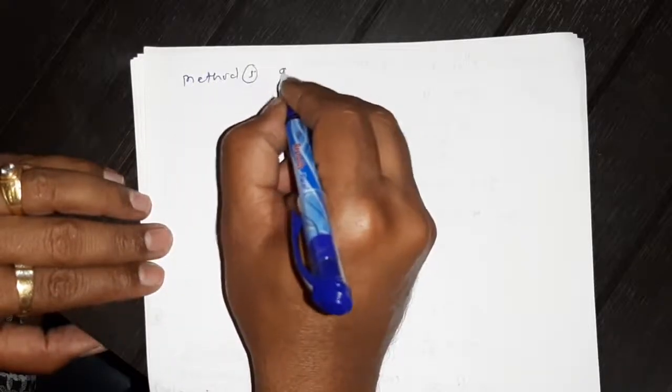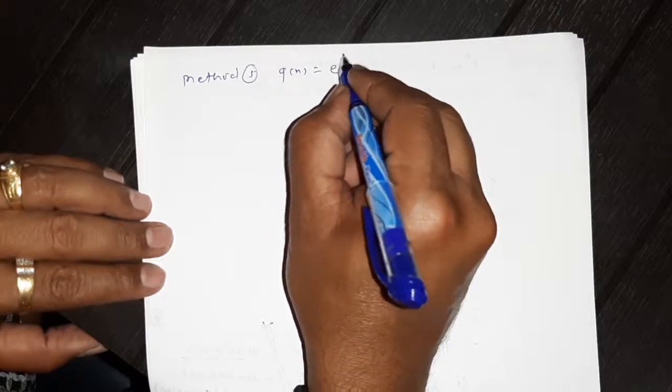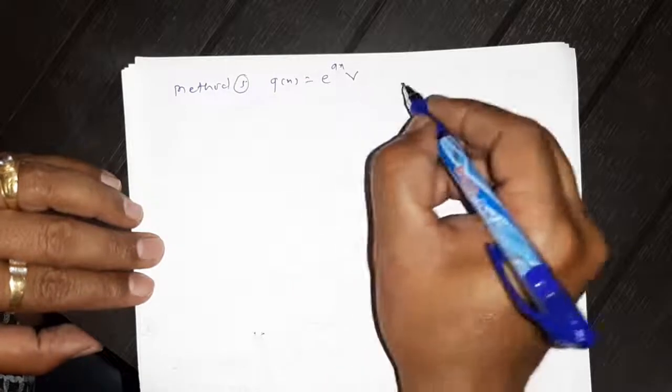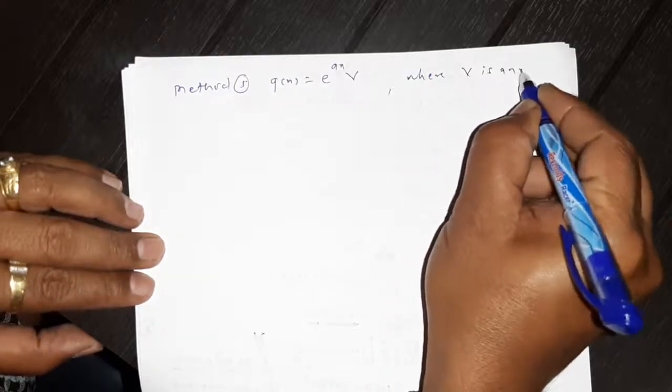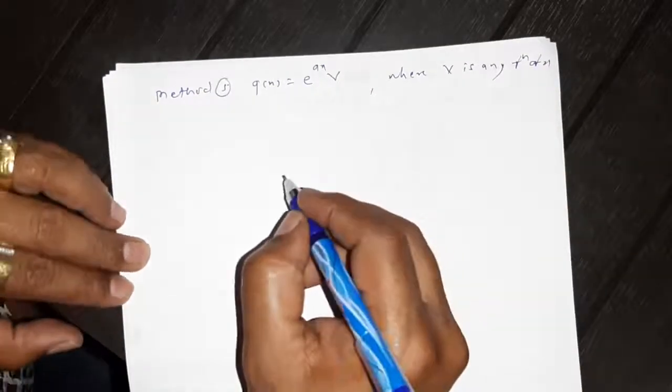Next type, or next method, method number 5 to solve the non-homogeneous differential equation in which Q x is of this form. Q x is e raised to ax V, where V is any function of x.